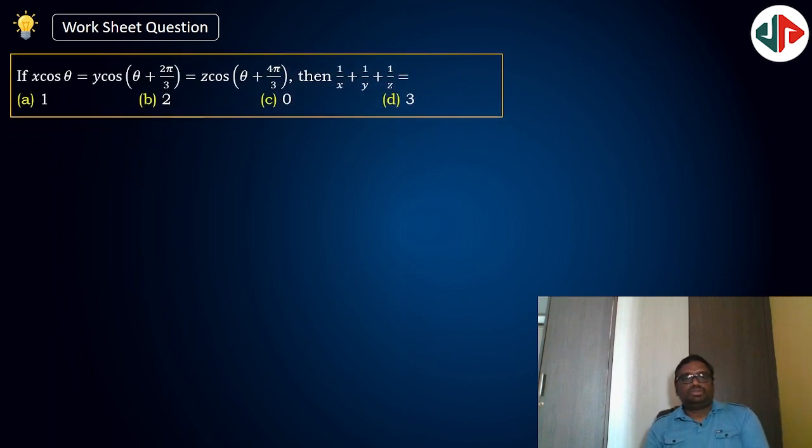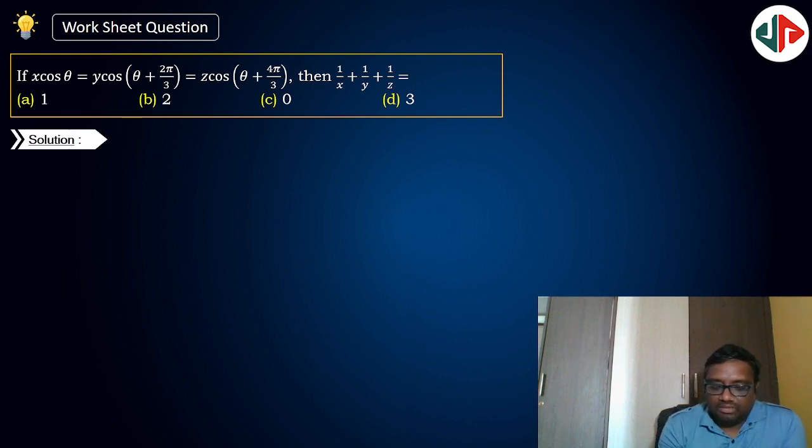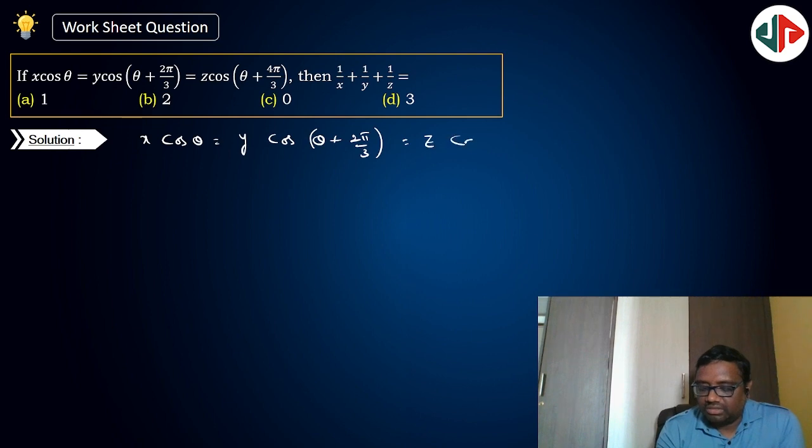If x times cos theta is equal to y times cos of (theta plus 2 pi by 3) is equal to z times cos of (theta plus 4 pi by 3), then what is the value of 1 by x plus 1 by y plus 1 by z? Let us imagine x times cos theta is equal to y times cos of (theta plus 2 pi by 3) is equal to z times cos of (theta plus 4 pi by 3) is equal to some k, I am supposing.